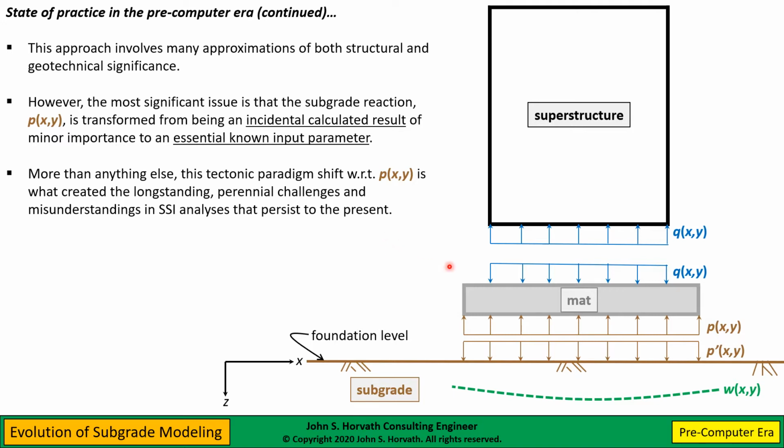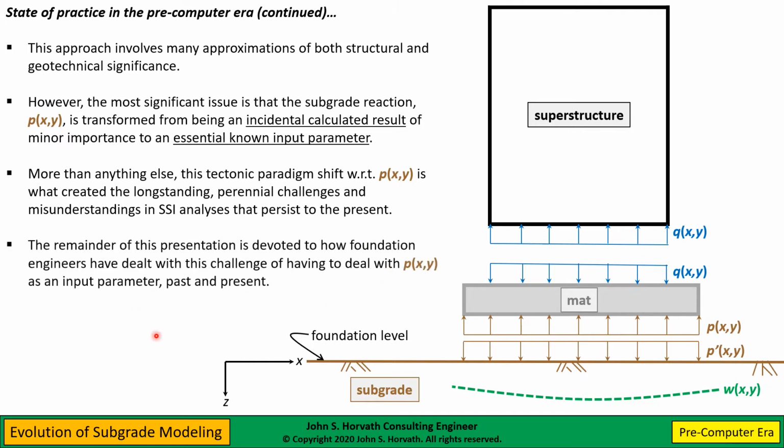Remember in the prologue I said we have a problem? Well, this is the heart of the problem. We're forcing something that really is an observed calculated result to be a known input parameter. So really the remainder of this presentation is devoted to discussing how foundation engineers have dealt with this challenge, this inversion of calculated result becoming an input parameter, in the past, in the present, and how I think we should deal with it, at least in the near-term foreseeable future.